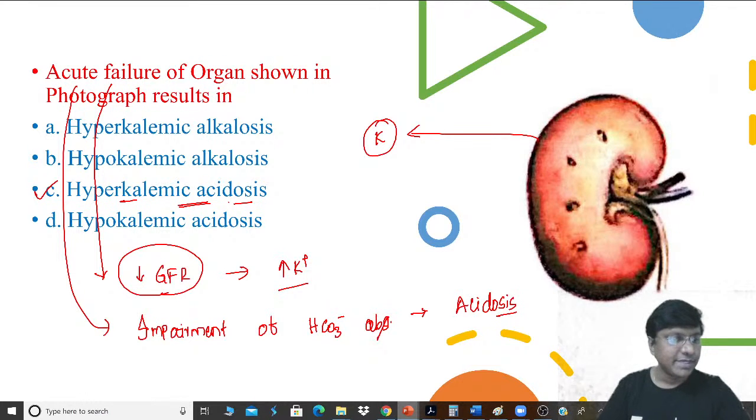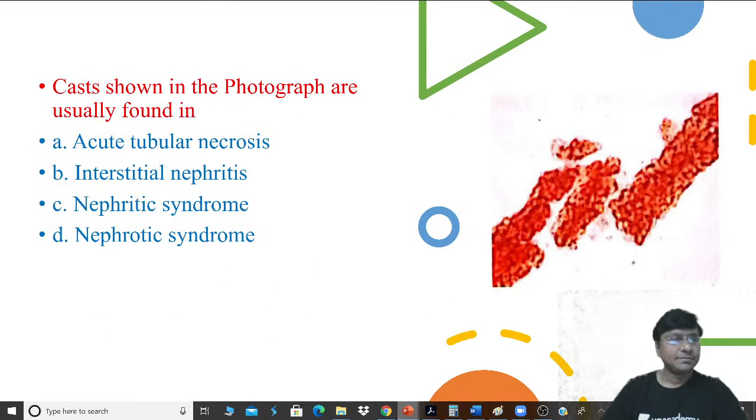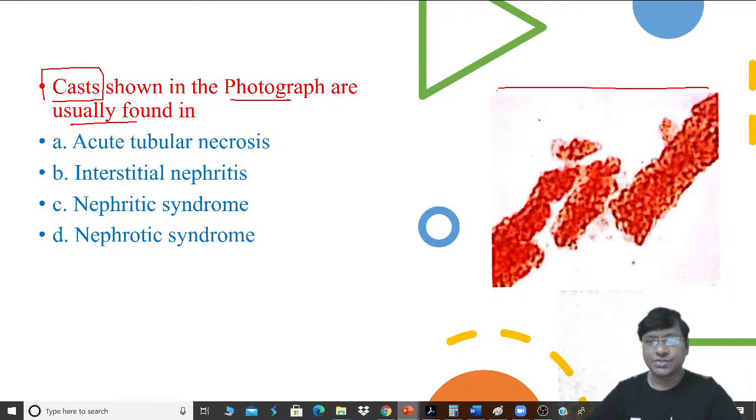Right, some of you are answering hypokalemic, some of you are answering various options, but remember, acute failure of the organ shows hyperkalemic acidosis. It is not hypokalemic acidosis, it is hyperkalemic acidosis. Next. The cast shown in the photograph are usually found in, right? So this is your cast.